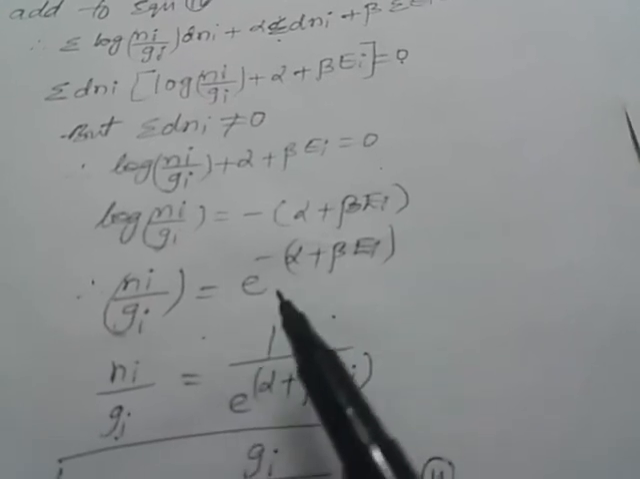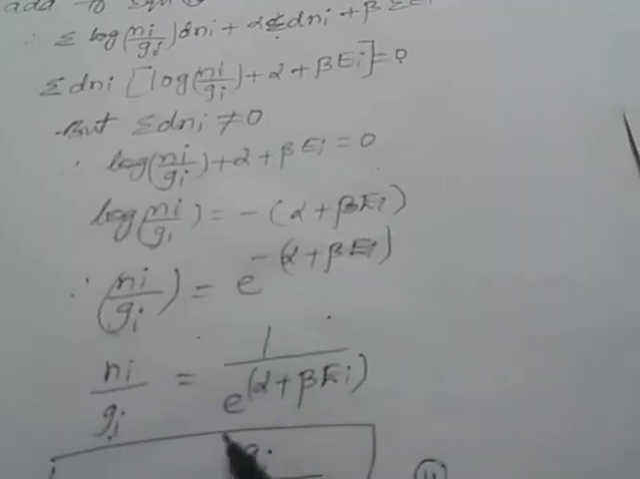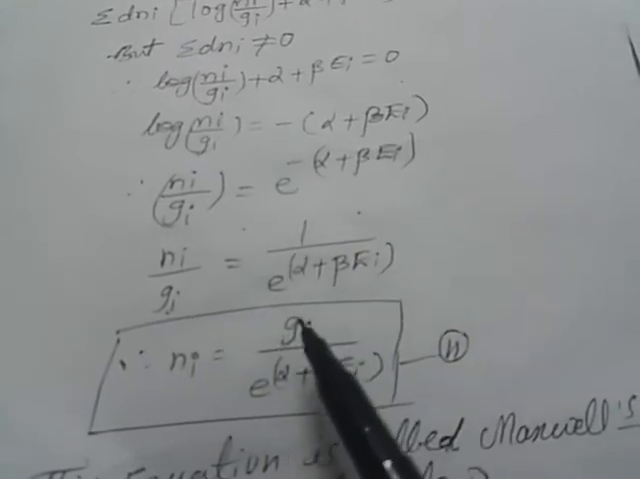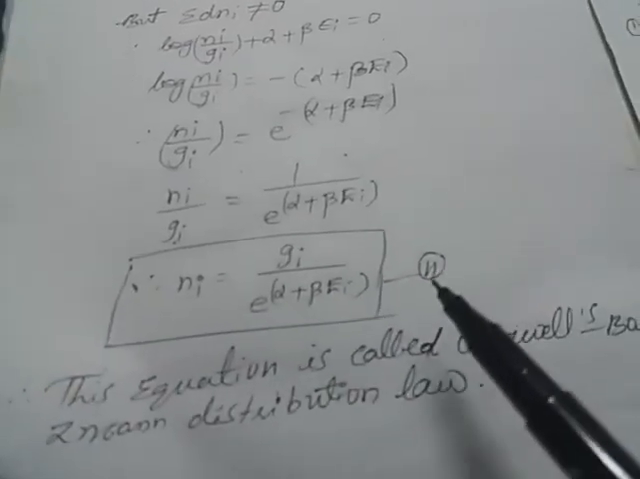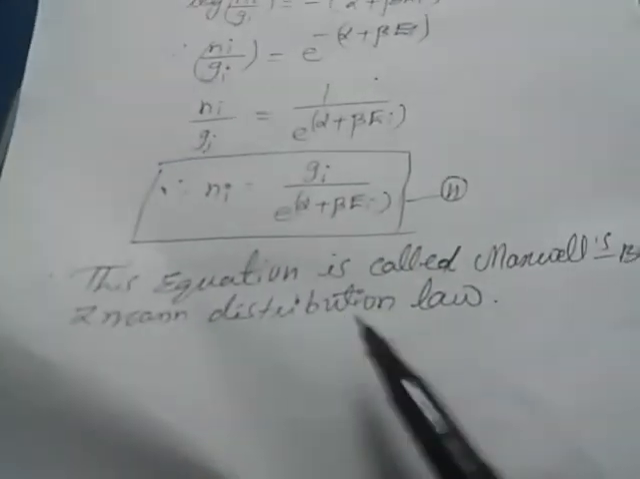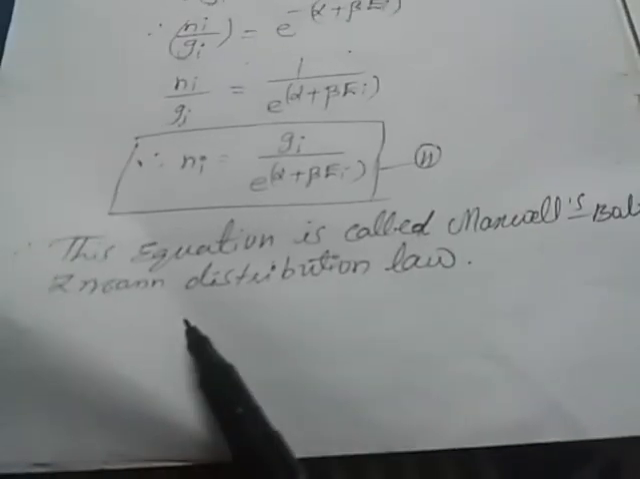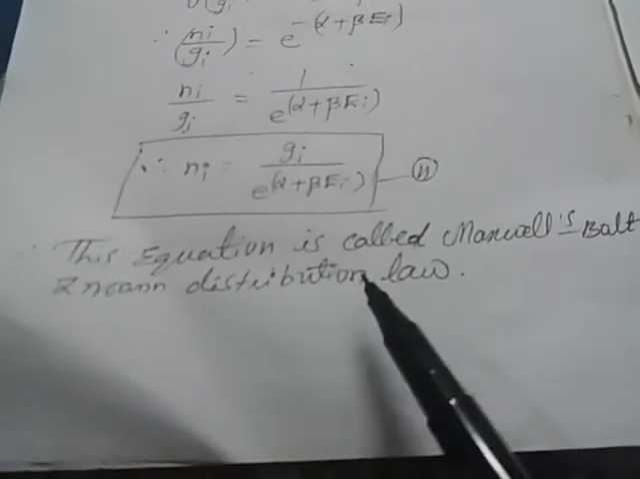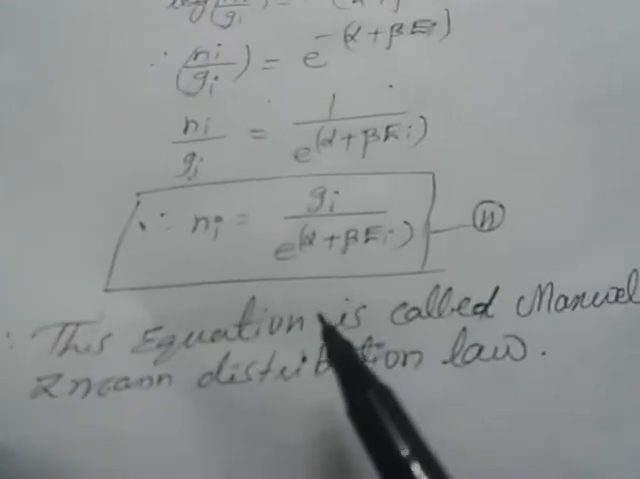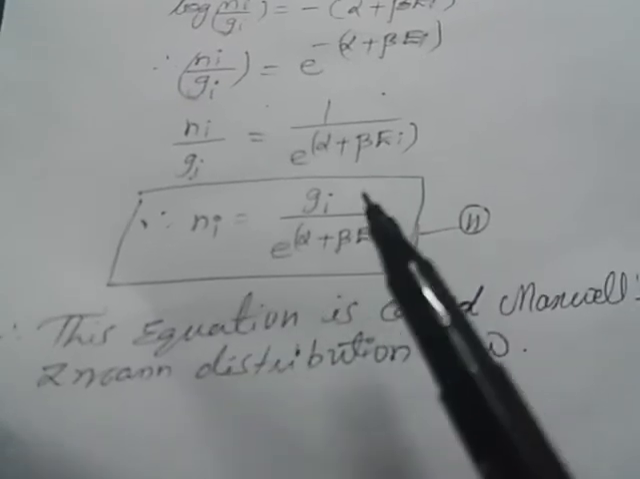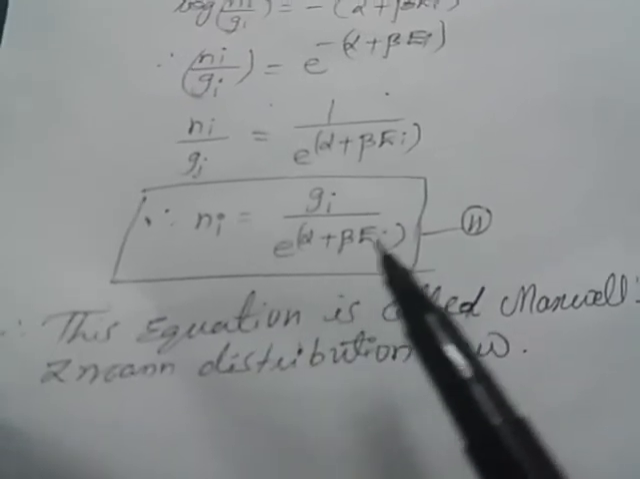So 1 by e to the power of alpha plus beta ei, taking it downward. Therefore we can write ni is equal to gi by e to the power of alpha plus beta ei. This is equation 11. This equation is called Maxwell-Boltzmann distribution law. What is the Maxwell-Boltzmann distribution law? ni equals gi by e to the power of alpha plus beta ei.